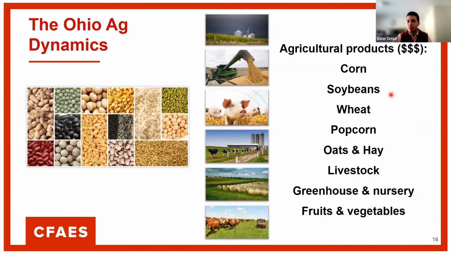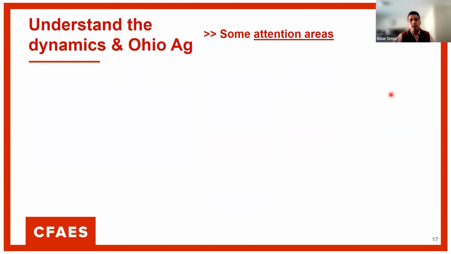You start to see some other dynamics. Topography is a lot different here, and quite a bit of livestock present. Integration on farming systems is a larger opportunity here as well. So just keeping that in mind. Some of the attention areas that my program and we as agronomists need to keep eyes open on in Ohio and maybe in other places also.